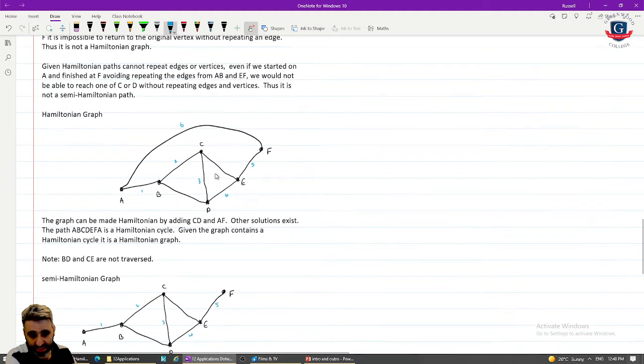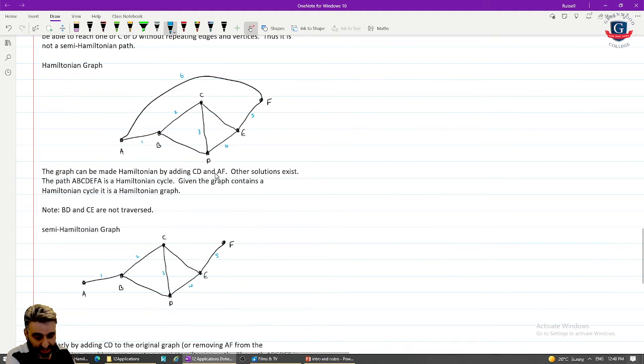But what if we wanted to make it into a Hamiltonian graph? Well, we'd need some way to get back to the start, and we'd need some way to get to either C or D without repeating. So this time if we went A, B, C, D, E, F, and then F, A, this path here, we would have a Hamiltonian cycle, then this would be a Hamiltonian graph. And we should note that we don't have to travel BD and CE for it to be a Hamiltonian graph. It just has to have a Hamiltonian cycle somewhere within it.